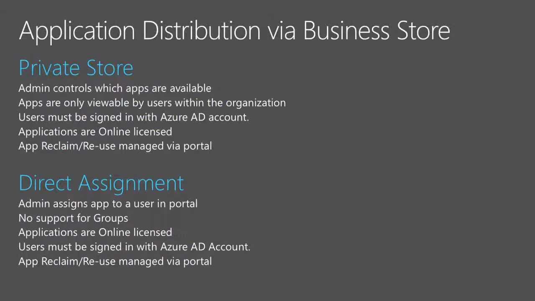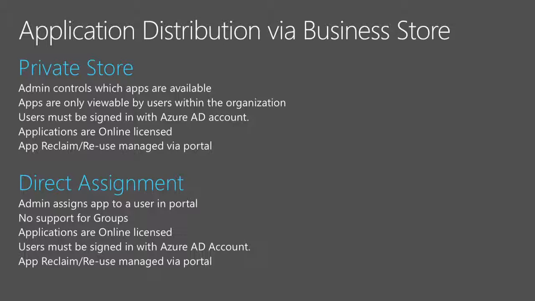Now, a quick recap here. With the private store, the admin controls which apps are available. One other thing we didn't drill into: when you add an app to the private store, those applications are viewable by the entire organization. So no matter who you are in the organization, you'll always be able to see those applications. Next, as we've talked about, you have to be signed in with your Azure AD account to authenticate against the store, to make sure you're authorized and authenticated to see the content that's only for your organization.